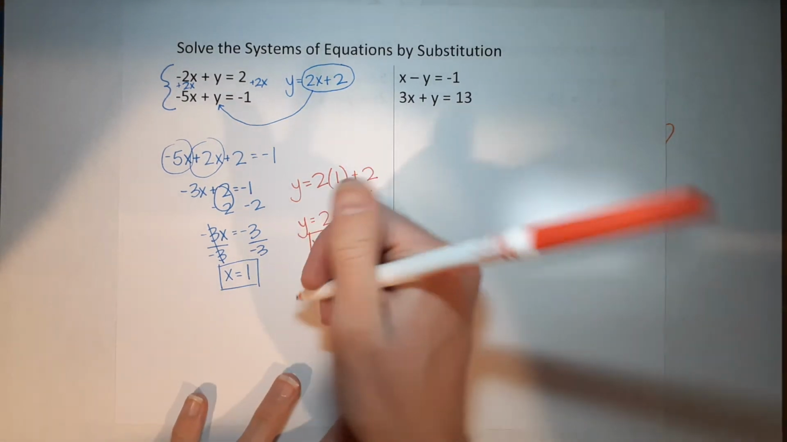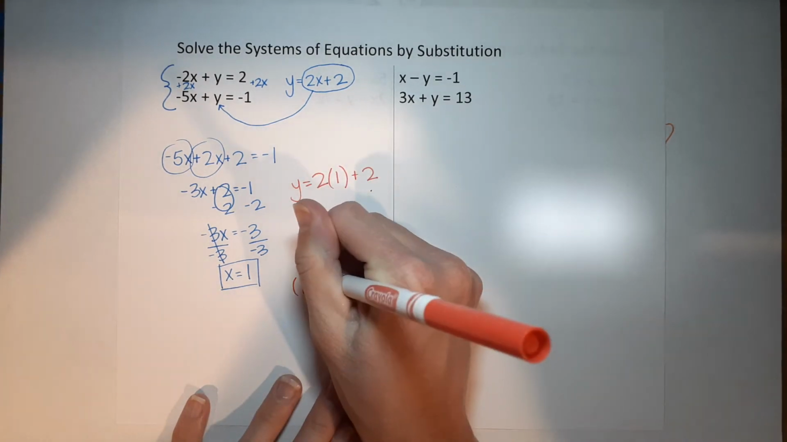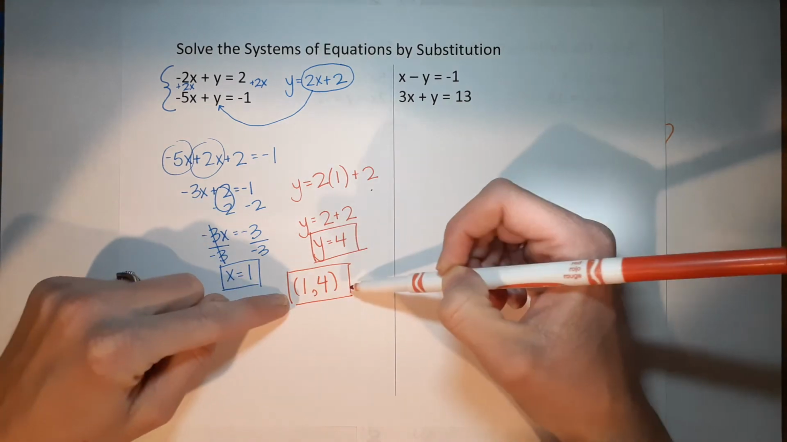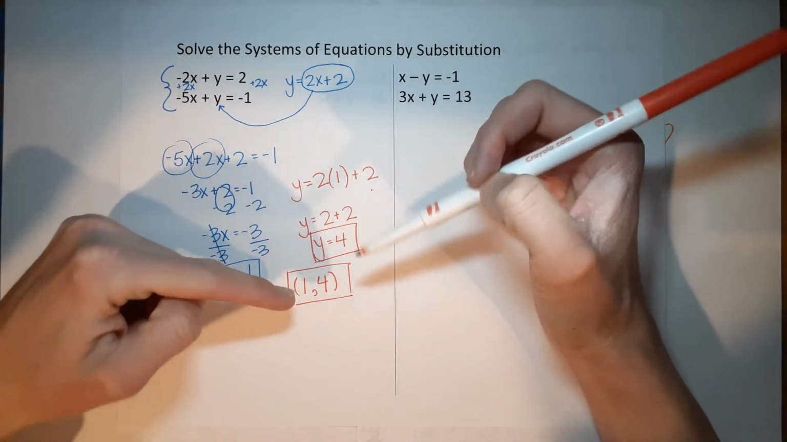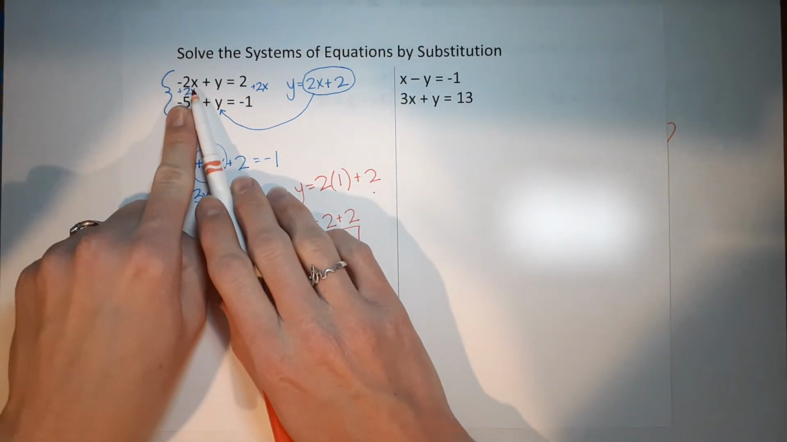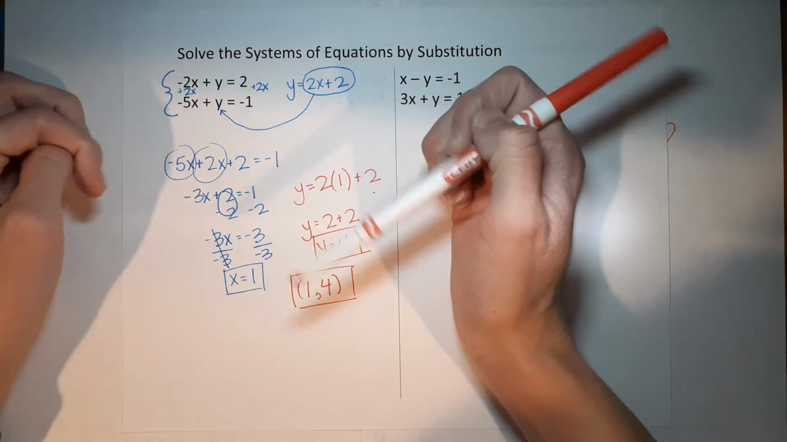Now, your teacher might want it written as an ordered pair. If that's the case, you just always write the x first. So it would be 1, 4. This means if I graphed both these lines, they would cross at 1, 4. It also means if I plug in 1 here, 4 here, 1 here, 4 here, they'll both come out true.